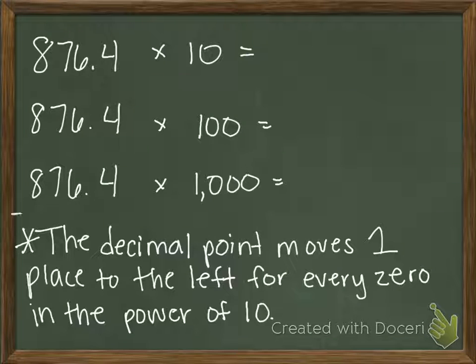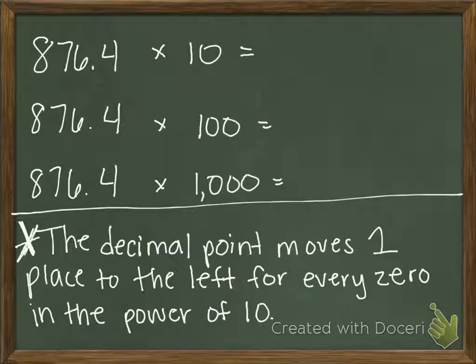All right, so you do not need to write this top half. I just want to show you. I do want you to write where this star is. So I would like you to write this down: that when we're dividing decimals by 10, 100, or 1000, the decimal point moves 1 place to the left for every 0 in the power of 10. So that's just saying however many zeros we have over here in the power of 10 is how many places we move the decimal point to the left.